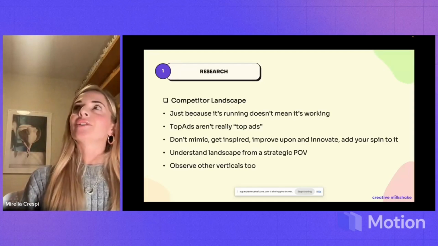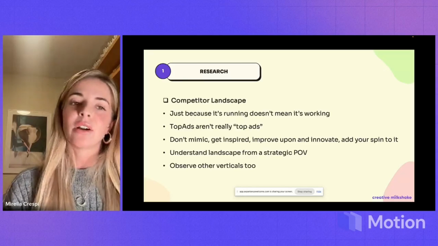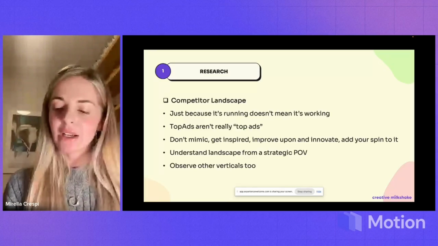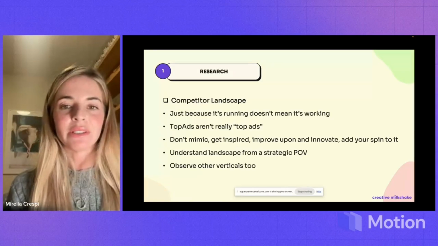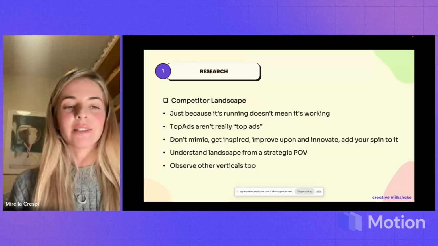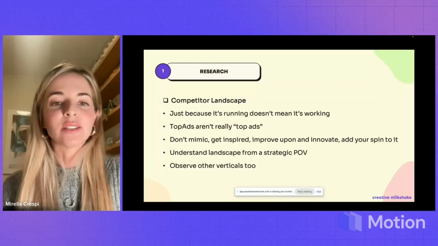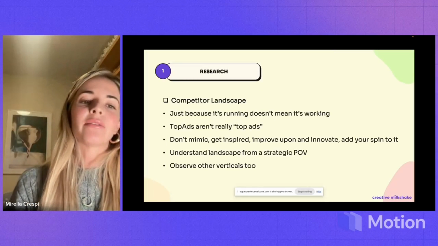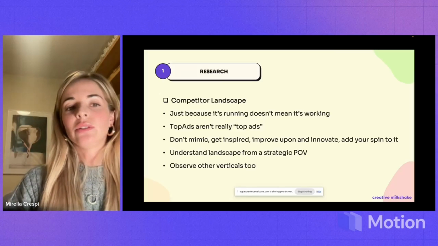So then competitor landscape is the other part of it. This is always an interesting one because since Meta rolled out the ad library and TikTok the top ads, I think a big mistake a lot of people make is just assuming that because the ad is running, it means it's working. That's not true. And top ads are also quite deceiving because top ads aren't really top ads, right? It's just ads that are running or that have run. So it's really important to understand how to use these tools.